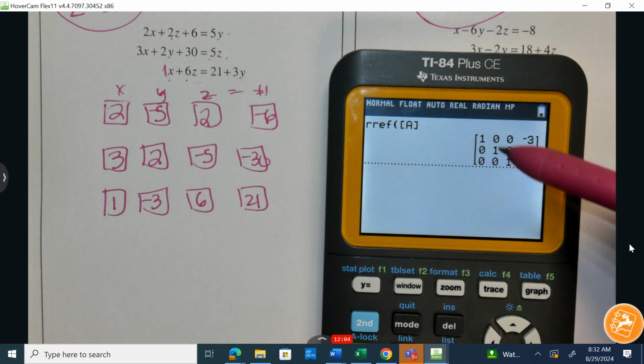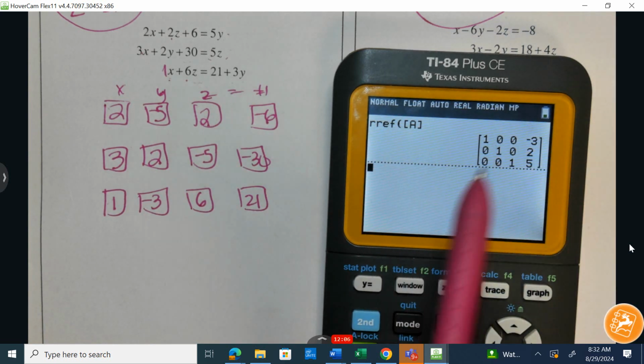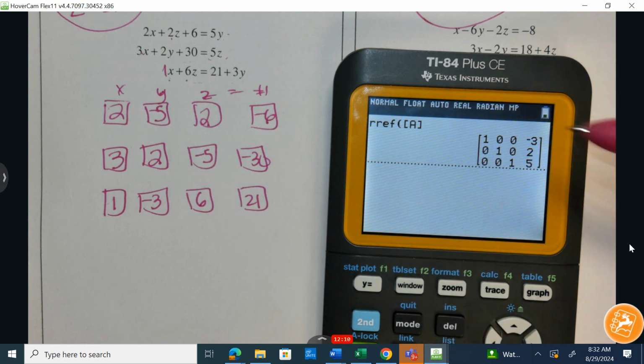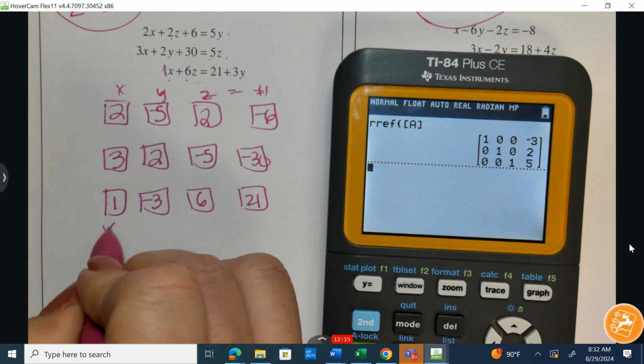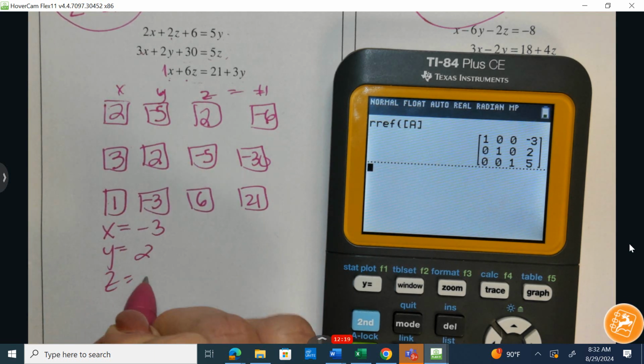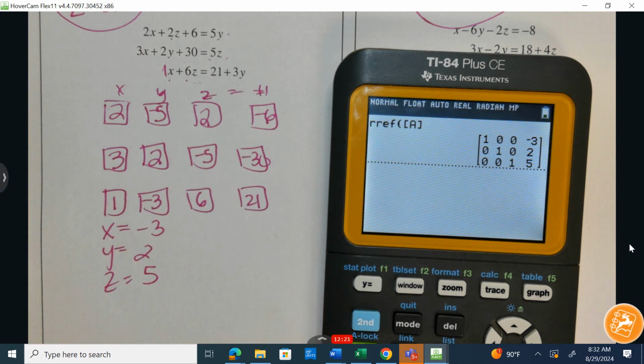Well, what does this mean? Well, I have the identity matrix on the left. Identity matrix has only zeros and ones, with ones going down the diagonal. On the left-hand side, from top to bottom, is my answers, and it's organized just like I have it, x, y, z. So x is negative 3, y is 2, and z is 5.